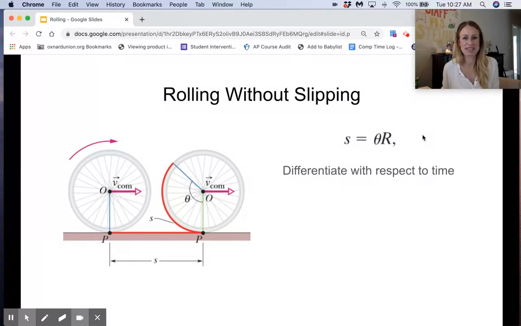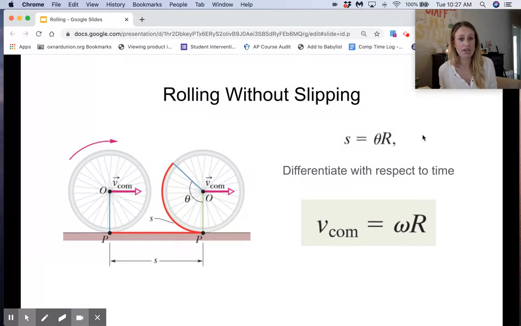Now, what we can do here is differentiate this equation with respect to time in order to get a velocity equation for the center of mass of the object. And of course, you have seen this equation before, right? The velocity of the center of mass is going to be equal to omega, which is our angular velocity, times the radius. So this isn't a new equation, but instead of talking about the velocity of a point of that wheel as it just rotates, now we're talking about the velocity of the center of mass, and you actually get the same equation. So it makes it very easy to remember.